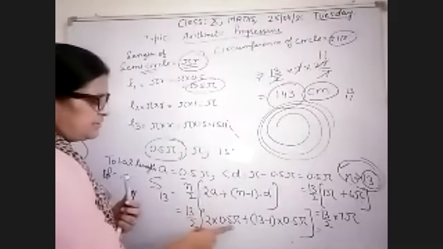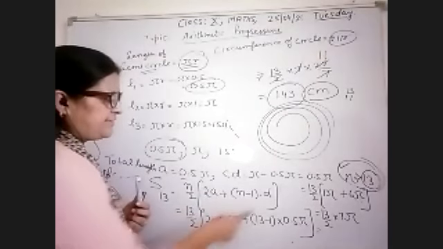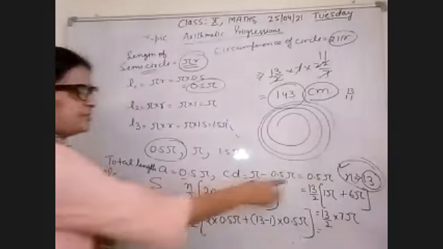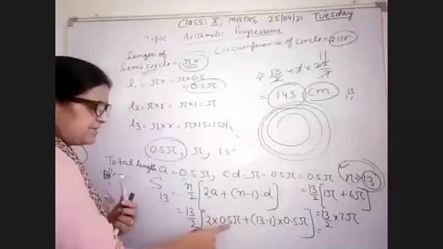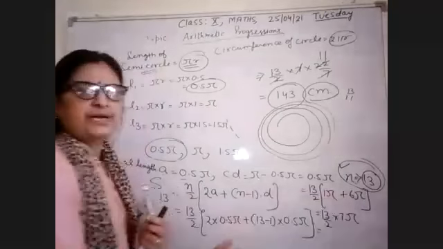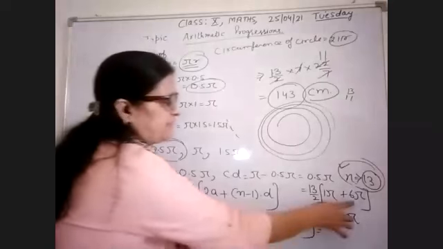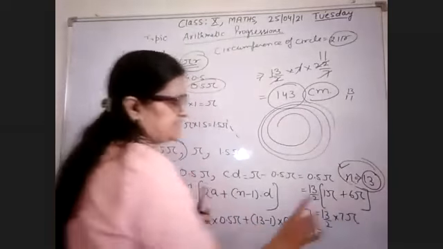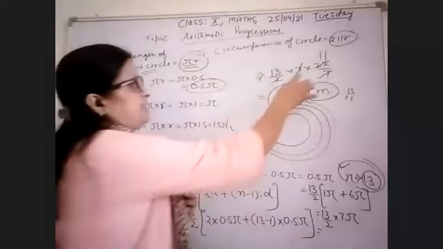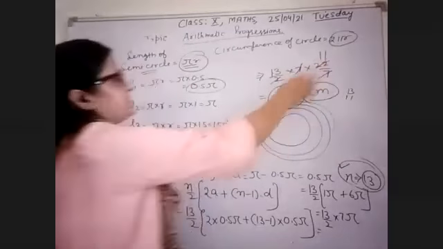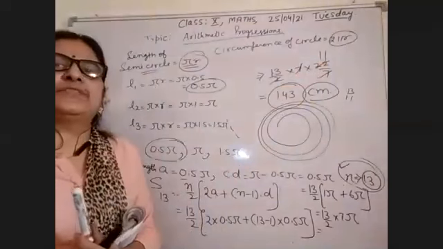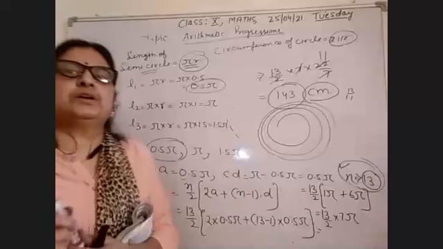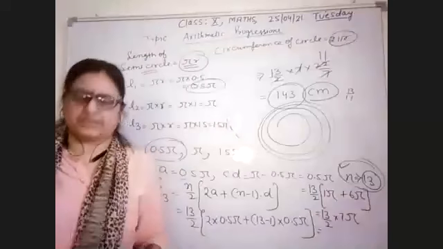So I put 0.5 pi in place of a, and the common difference I also put 0.5 pi, because the first term and common difference are both the same. When you multiply 0.5 with 2, you get 1 pi, and 12 into 0.5 is equal to 6 pi, and 1 pi plus 6 pi is equal to 7 pi. In place of pi, I use 22 by 7, and by cancelling, the total length of the spiral is equal to 143 centimeter.